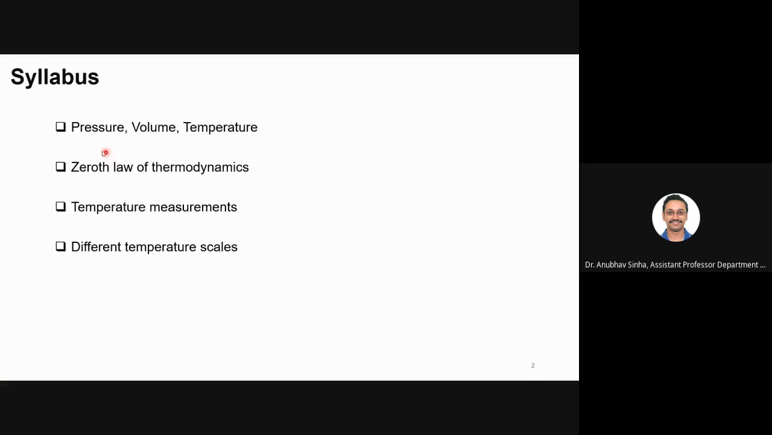We'll talk about pressure, volume, and temperature. We'll talk about the zeroth law of thermodynamics. You must have heard of the first or second, but here we also have a zeroth law. Then we'll see what are the different techniques which are used for temperature measurements. We'll also talk about pressure measurements, and we'll see different temperature scales. So this is what we have in your syllabus for this particular chapter.